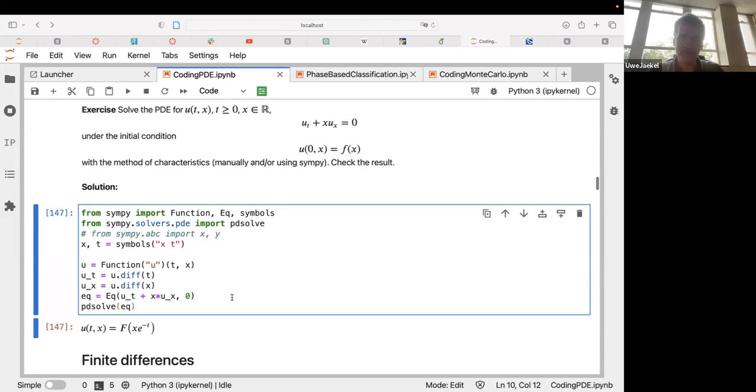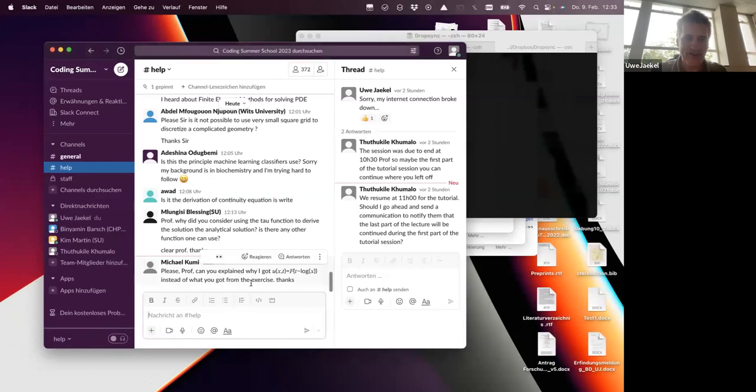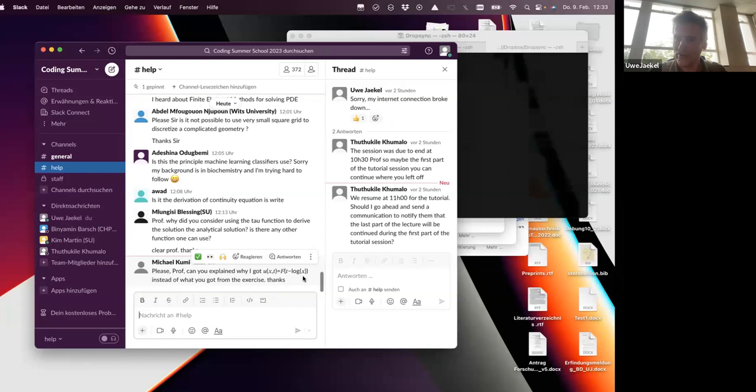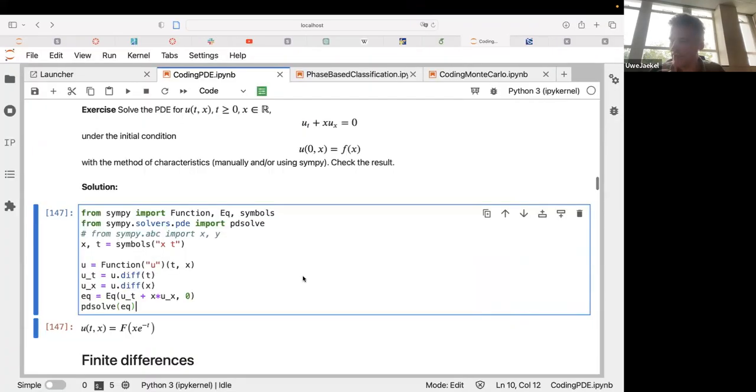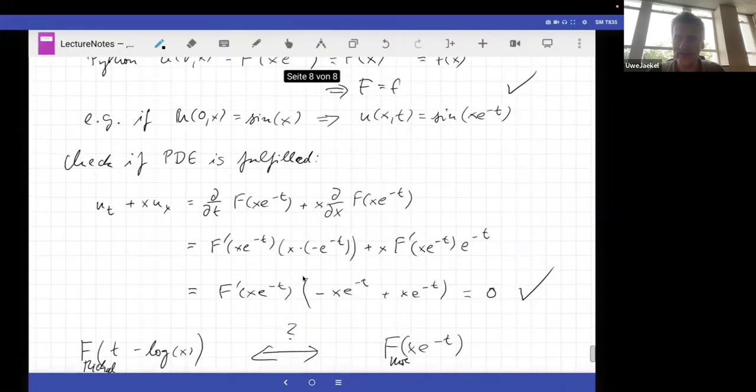So basically, both solutions are correct, and I encourage you to check whether this solution of Michael is also correct. You can check it by doing the same calculation that we did here to check if this PDE is fulfilled. So if you use Michael's function here, it would also work.